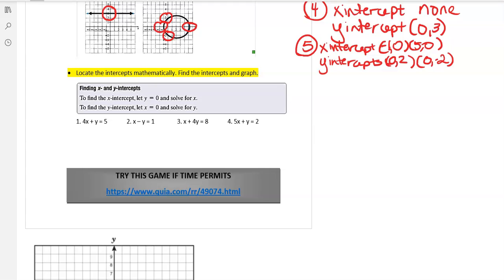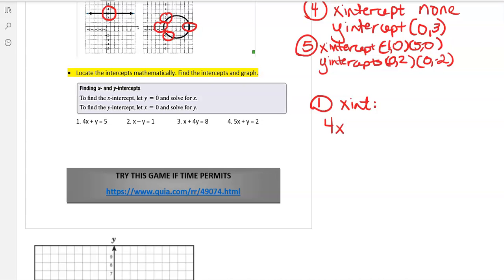Okay, next we will be finding x and y intercepts mathematically. You will see in the box your formula. To find the x-intercept, we are going to let y equal 0, and then we will solve for x. To find the y-intercept, we will let x equal 0 and solve for y. So number 1, we are looking for our x-intercept, and it tells us to let y equal 0.